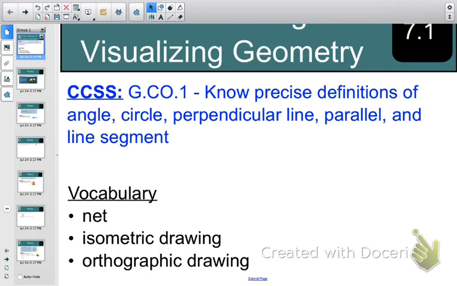The Common Core standard is G-CO 1. Know precise definitions of angles, circles, perpendicular lines, parallel lines, and line segments. And we'll get further into these. I don't know that we'll cover all these today. Actually, we won't, but that's the idea of this chapter, is knowing lots of these different things.